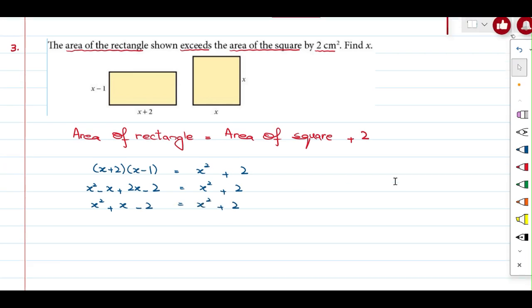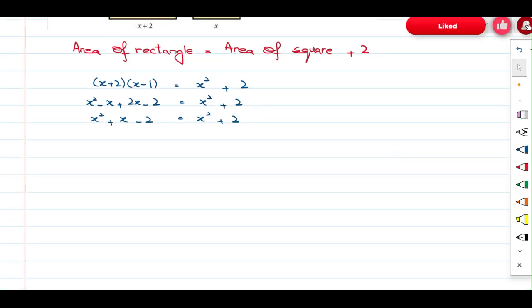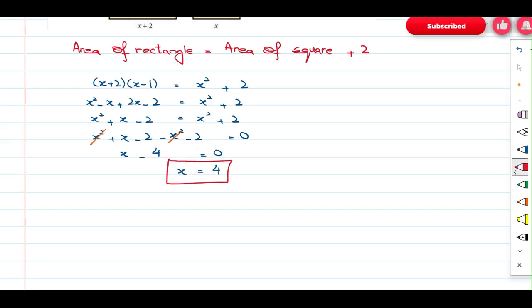Now let me combine all the terms to the left. x squared plus x minus 2, and this becomes minus x squared and minus 2, equal to 0. Now you can see positive x squared and negative x squared cancel out, and we are just left with x, and minus 2 minus 2 is minus 4, equal to 0. Now x should be equal to positive 4, by shifting the 4 to the other side. So this is the value for x.